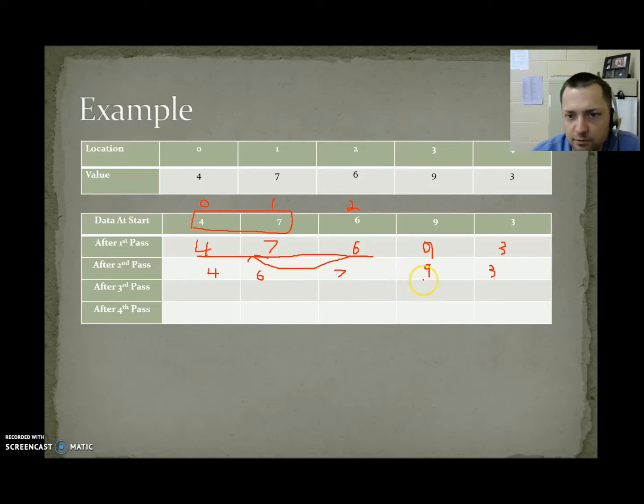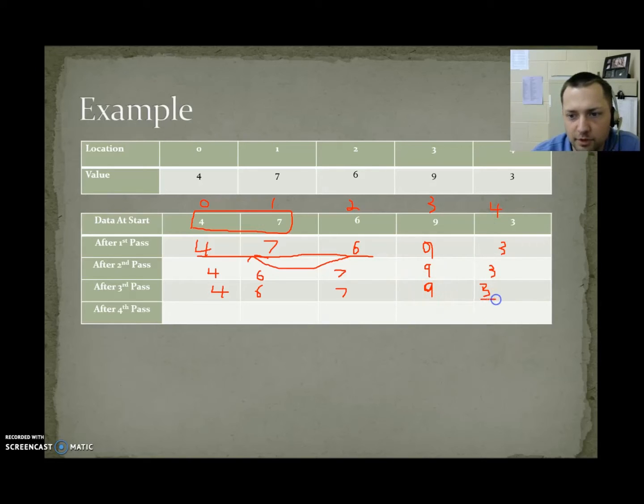On our next pass, we're fixing location 3, which is the 9, and it looks like it's already in order, so we just write it down again. 4, 6, 7, 9, 3. On our final pass, we're going to fix location 4.